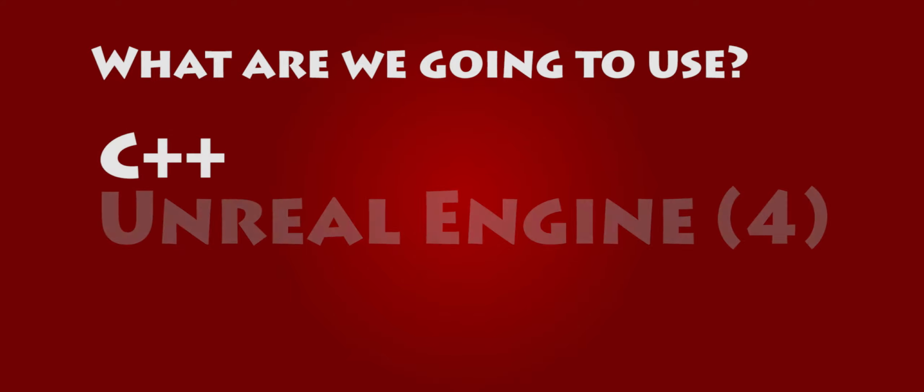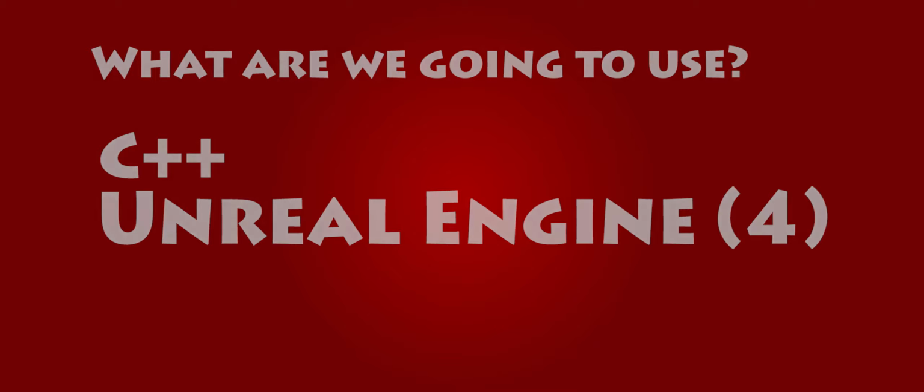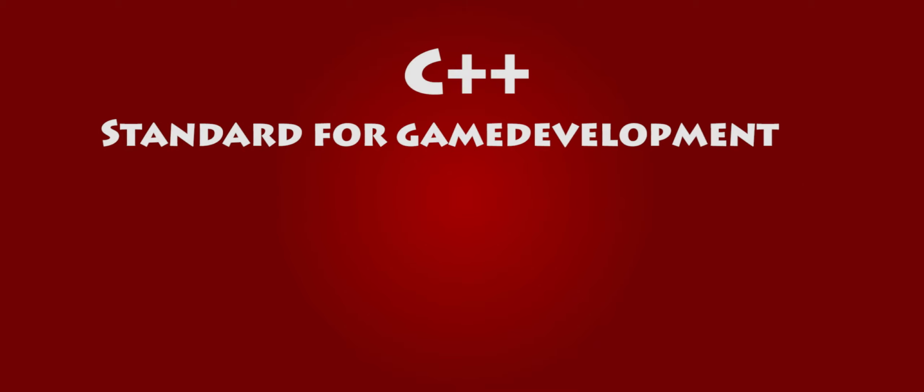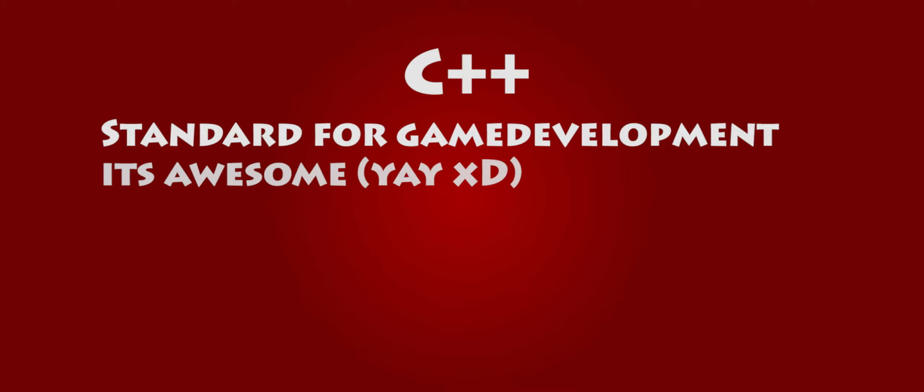Okay, so what are we going to use? We are going to use C++ and Unreal Engine, as you may have seen from the title. So C++ is basically the industry standard for game development. It's an awesome language. And let's also talk about Unreal Engine, and I'll put some screenshots of games made with it on the screen right now.